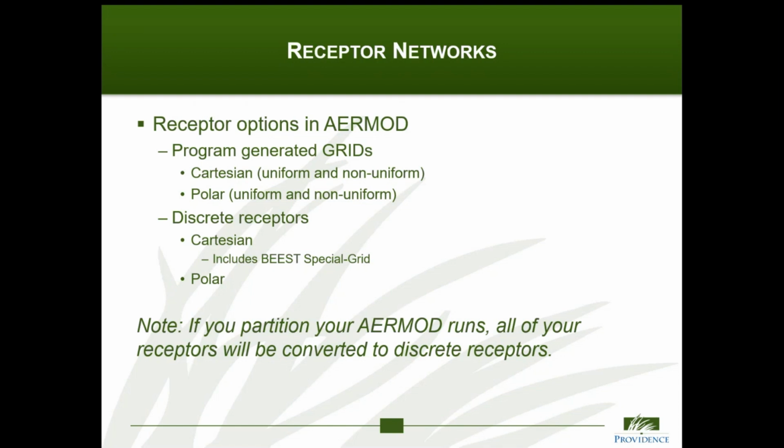a Cartesian format or in a polar format. Discrete Cartesian receptors can be just dropped in individually, but they also include what we call in BEAST the BEAST special grid. The BEAST special grid, once it gets into AERMOD, is just another set of discrete Cartesian receptors.